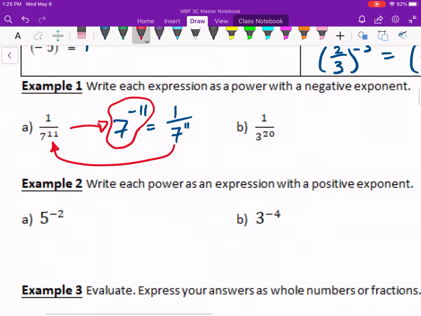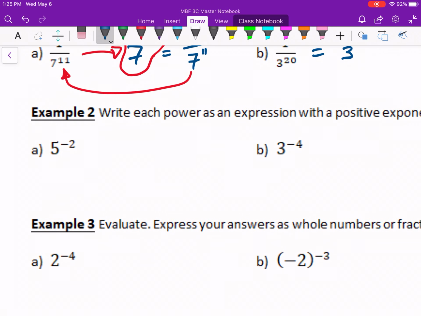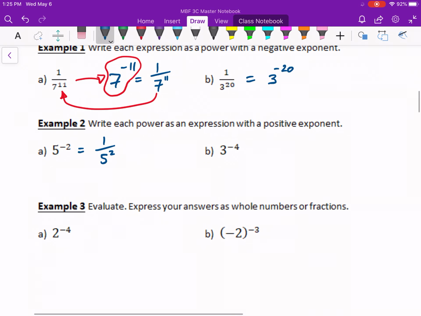What would I have had to start with for B part to get 1 over 3 to the 20? Well, going backwards, the base was 3, and the exponent was 20. I must have just started with 3 to the negative 20. Write each power as an expression with a positive exponent. Well, that's what we've already done in our table up above. 1 over 5 to the 2. And in fact, that's all they ask us to do. They don't ask me to expand it out. They just want to leave it with a positive exponent. So that would be the end of that one. This would be 1 over 3 to the positive 4.